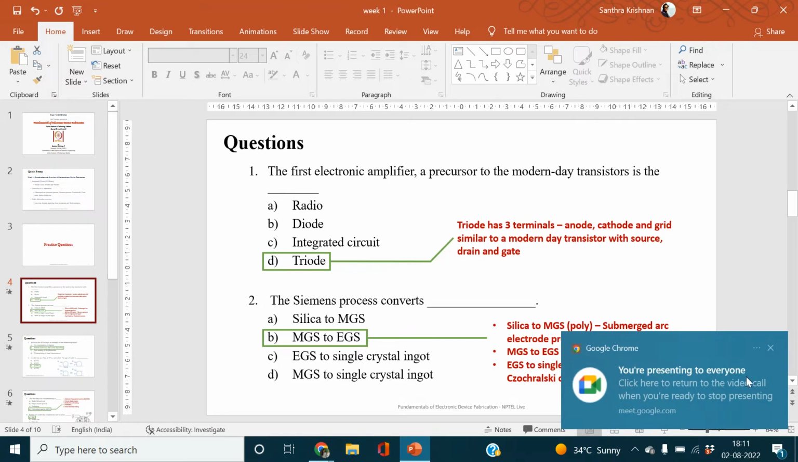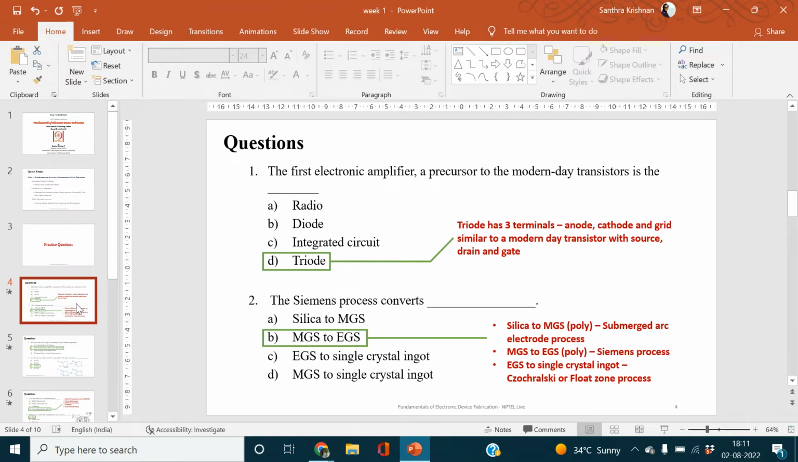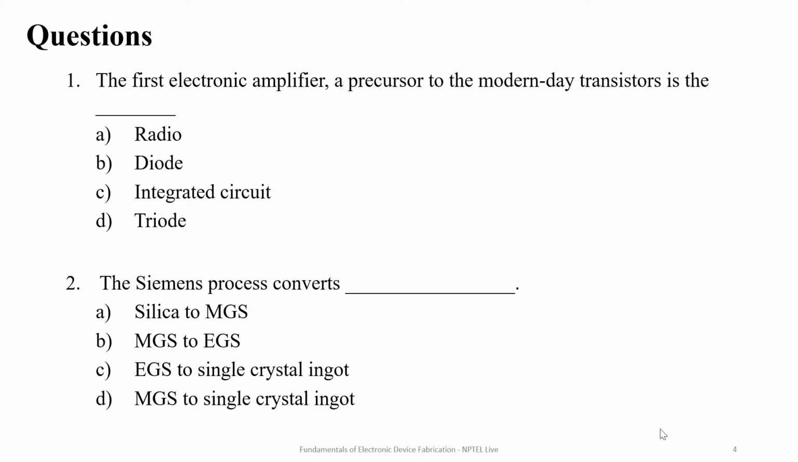No. MGS to EGS. Yeah, that's the answer. Thank you. So Siemens process converts MGS to EGS. So I'll just revise the entire process.